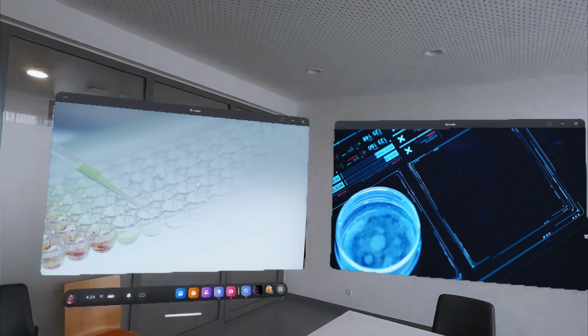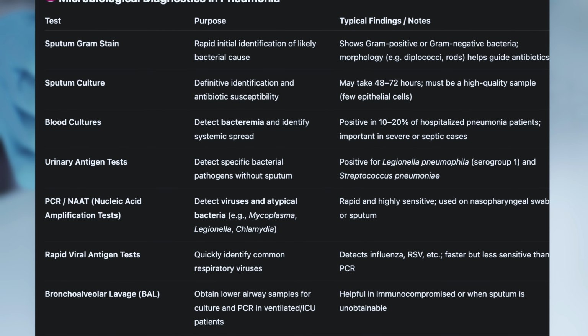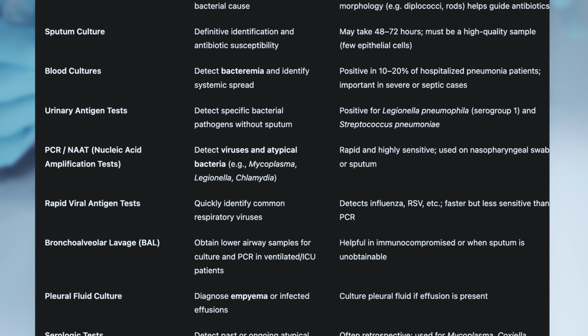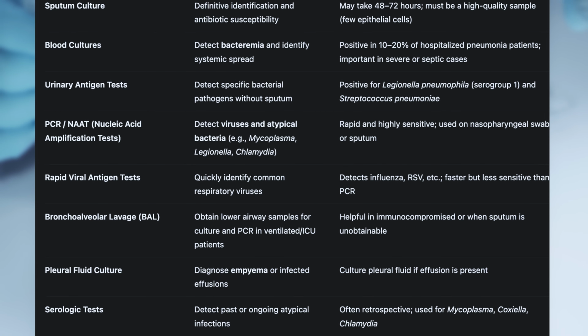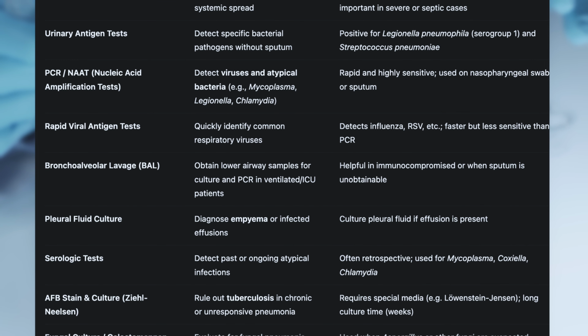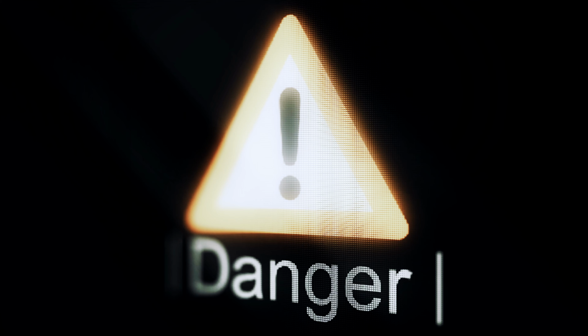Here's also a table with all the microbiological diagnostics in pneumonia, what the purpose is, typical findings, and some more information about it. Most used are sputum Gram stain, sputum culture, blood culture, urinary antigen tests, PCR, pleural fluid culture, serologic tests, fungal tests, and more.